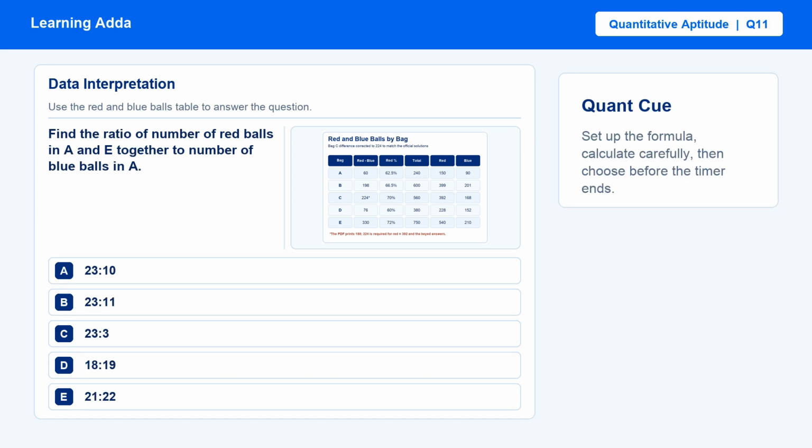Question 11. Find the ratio of number of red balls in A and E together to number of blue balls in A. Option A, 23 is to 10. Option B, 23 is to 11. Option C, 23 is to 3. Option D, 18 is to 19. Option E, 21 is to 22. The timer starts now.